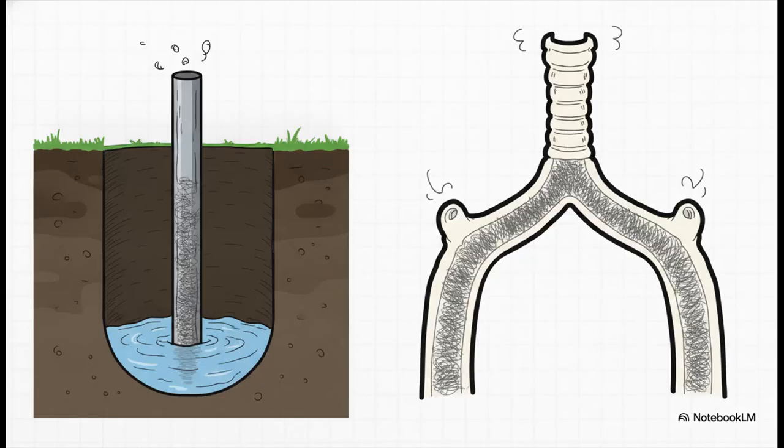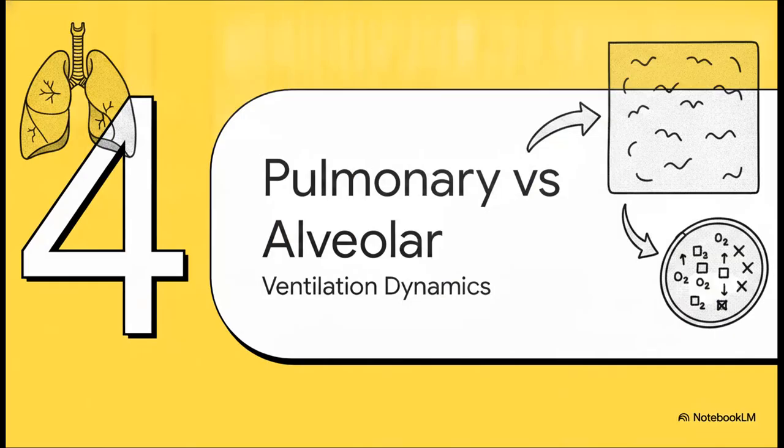To really visualize anatomic dead space, think back to drawing water from a deep borehole through a very long pipe. Every single time you pump, the first volume of water that comes out is just the stagnant water that was sitting right there in the pipe. It never reaches your bucket as fresh water. Your conducting airways are exactly like that long pipe, constantly trapping 150 milliliters of air with every single breath you take. Section 4. Pulmonary versus alveolar ventilation.